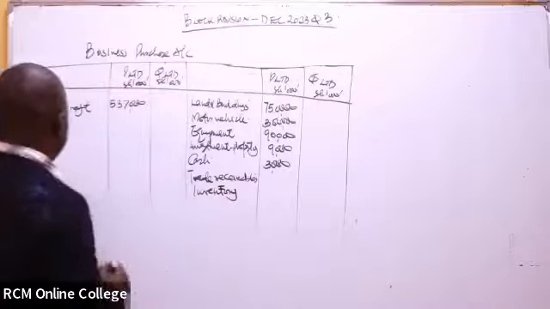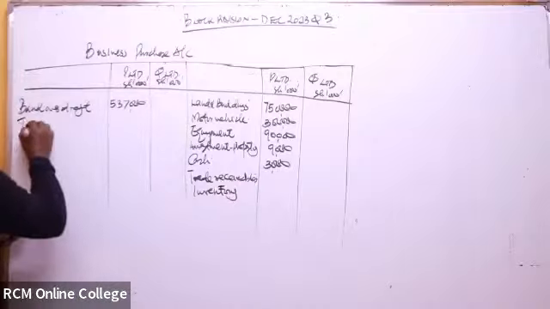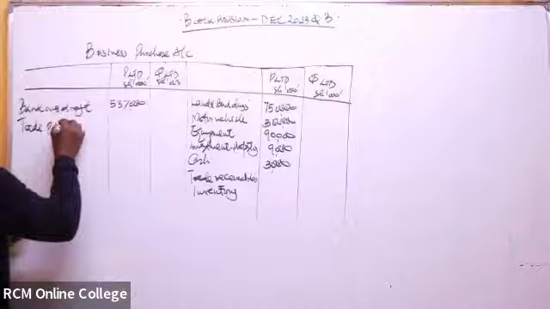Trade payables is a liability. So the liability is taken over, they come this size. Trade payables.